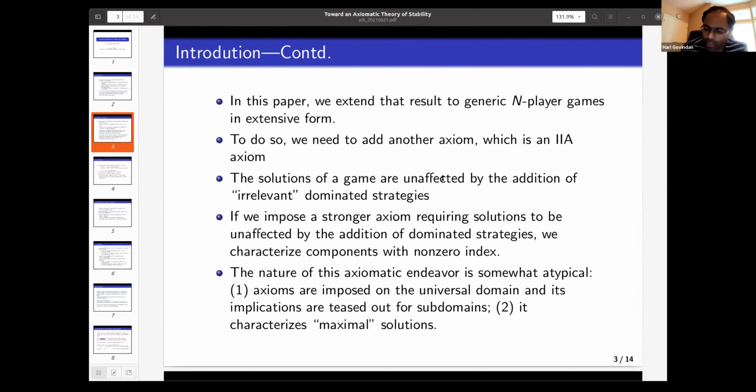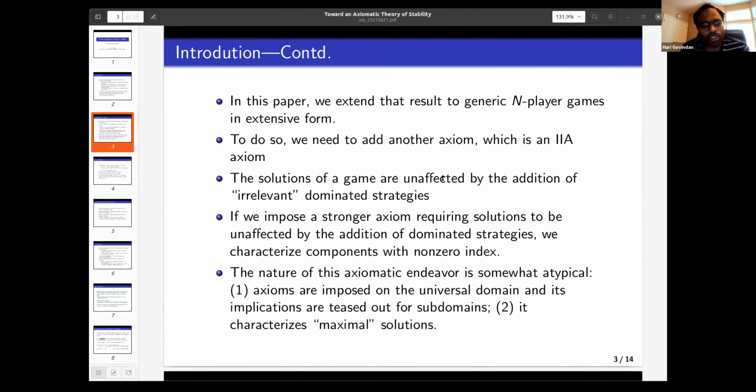Depending on which form of the axiom you take, you get two different axiomatizations of two solution concepts. One of them axiomatizes what we would call components with non-zero index or essential equilibria. The other one axiomatizes stable sets. So that's basically the objective today, to present this axiom and then essentially state the theorem. I'm not going to prove anything, given that I don't have much time.